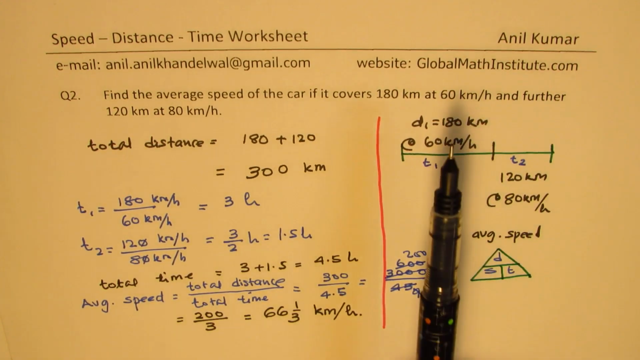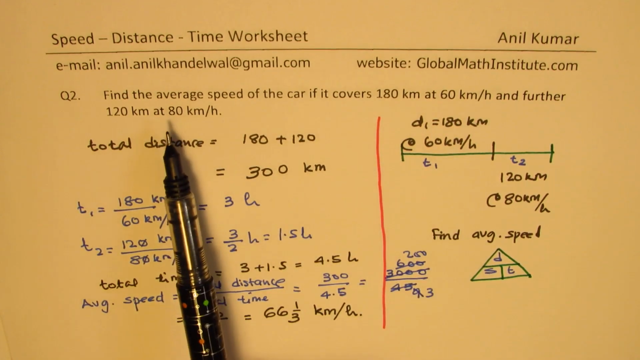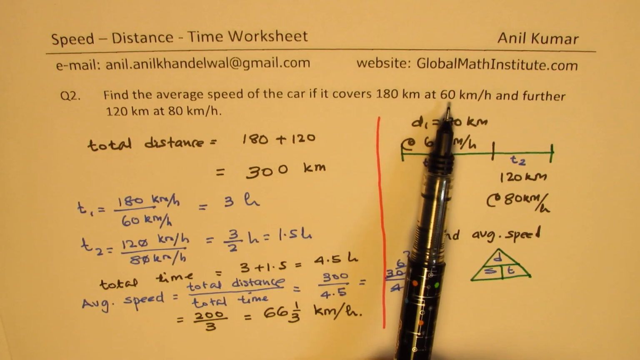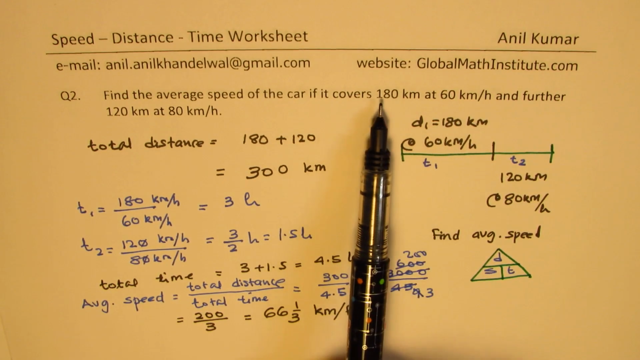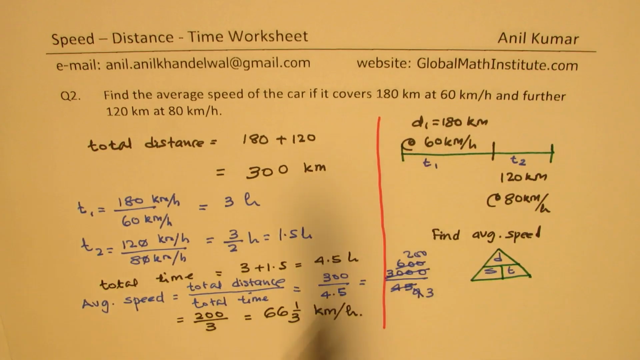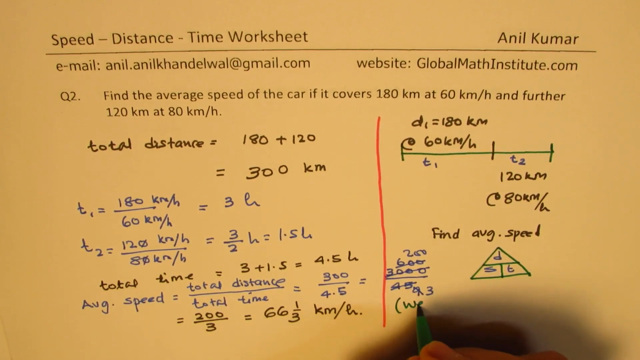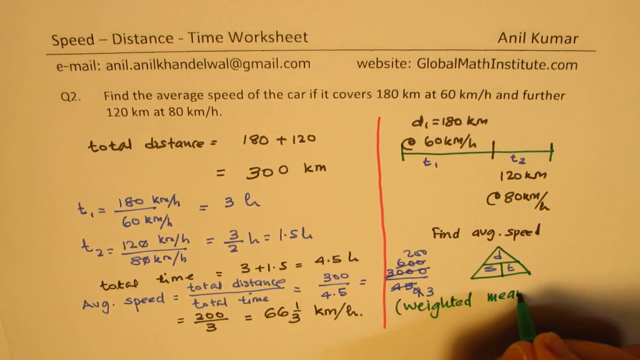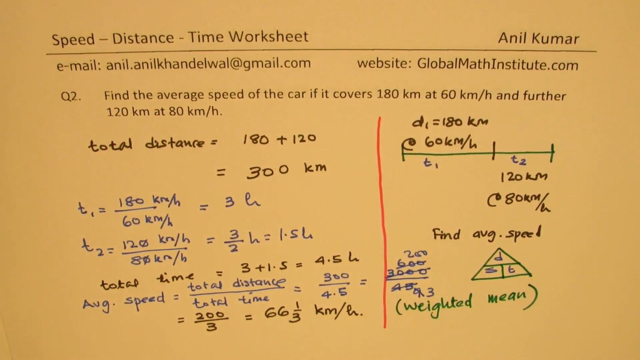You will note that the speeds were 60 kilometers per hour and 80 kilometers per hour. However, the average is more towards 60 kilometers per hour since a larger distance was covered at that speed, right? So it is an example of weighted mean, right? A word of caution is that you should not just add the speeds and divide by 2 to find their average. You have to work it as a weighted mean question. Perfect.